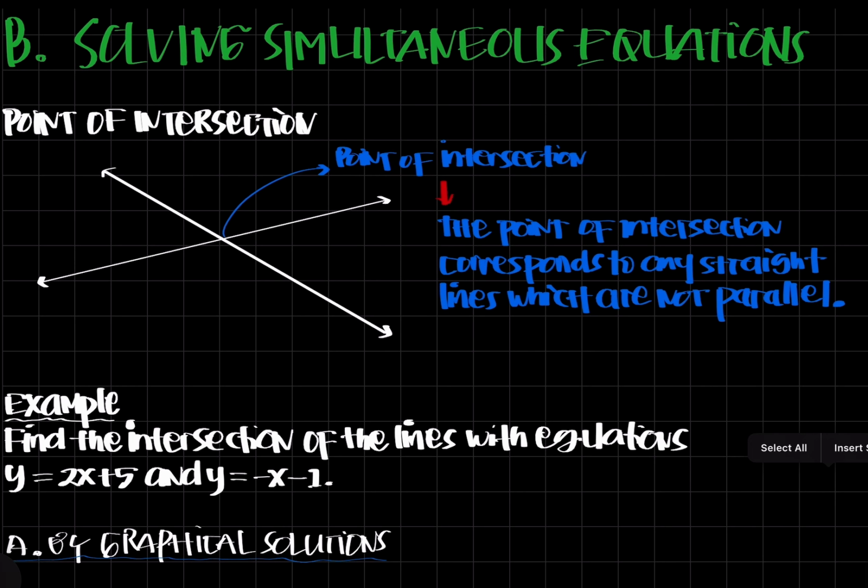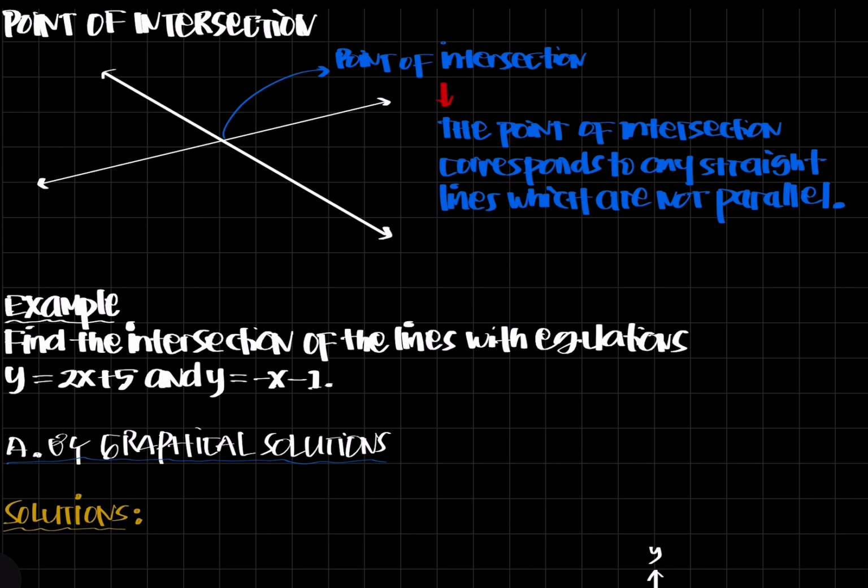Today we're going to discuss the way to solve simultaneous equations using the method of graphical solution. As you can see on my screen, there is a diagram to show us exactly what the point of intersection is, and why we have to understand it. The point of intersection is related to the solution for the lines with equations y equals 2x plus 5 and y equals minus x minus 1, from the example. If the lines are parallel, then there is no way to find the values of y and x.